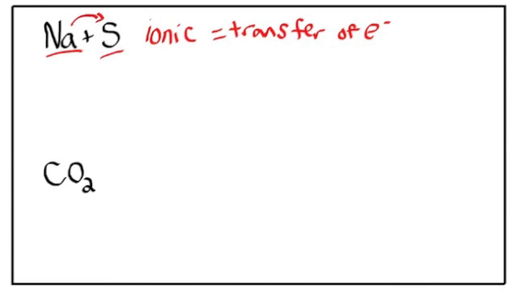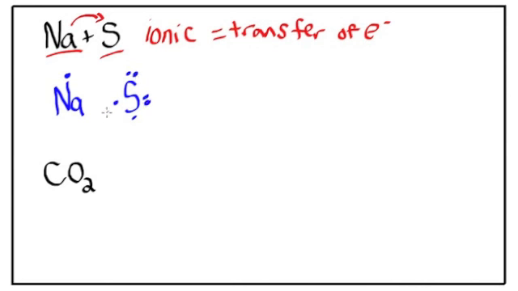So what am I going to do? Well, let's go down here and change color. First thing I need to do is look on my periodic table and find out how many electrons these guys have. So I look at sodium and I find it's in group 1, and group 1 means that it has one valence electron. Sulfur is in group 16, and so it has 1, 2, 3, 4, 5, 6 valence electrons.